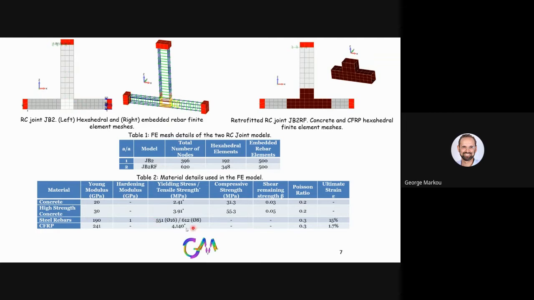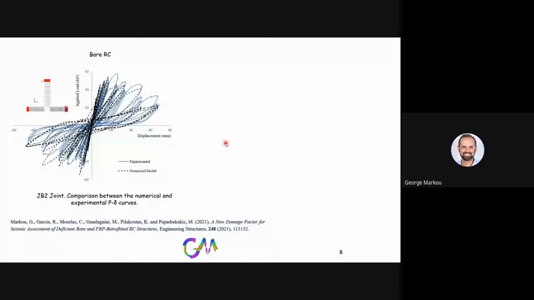And the CFRP sheets were used in order to strengthen the joint after the first set of cyclic loads that were applied and led the specimen to failure, and eventually to rehabilitation and strengthening. So as you can see here, this is a comparison between the experimental and the numerical results of the bare joint. This is a delta curve.